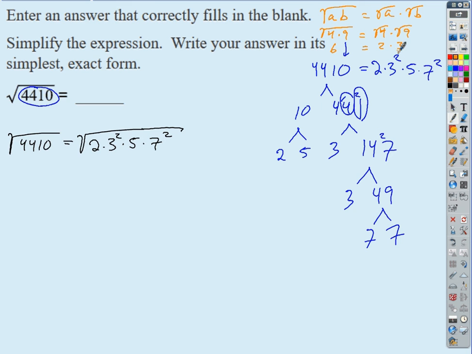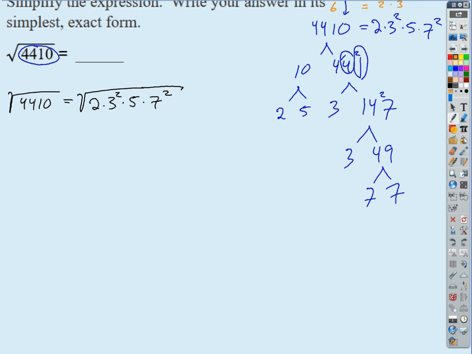So I'm going to use that to rewrite this as a product of 4 different radicals. I'm going to split it up. Each one of those factors, I'm going to give it its own radical. So it's going to look like the square root of 2 times the square root of 3 squared times the square root of 5 times the square root of 7 squared. Now, why is that useful?